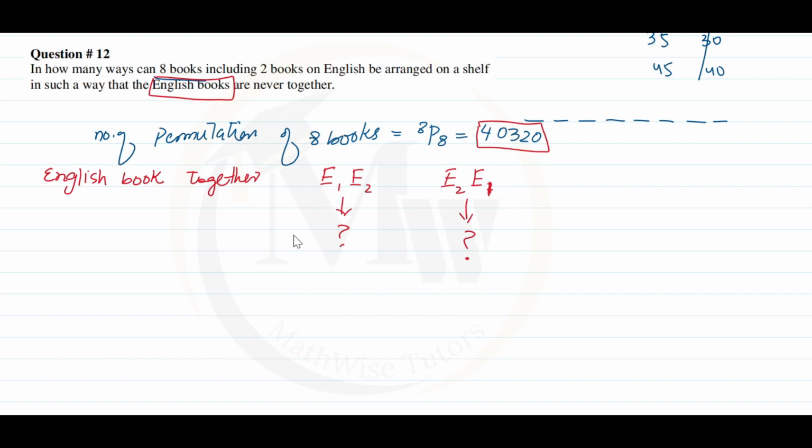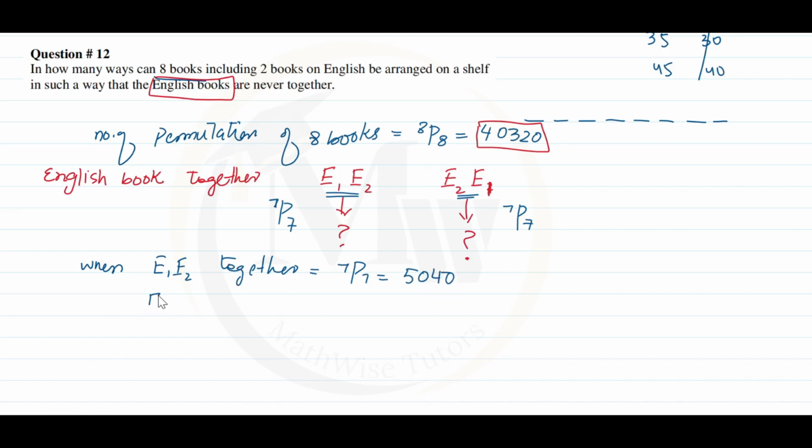So for the permutation of E1 and E2, this one set is fixed and the remaining are 7. So it would be 7P7. And the same here, this one set is fixed and the remaining is 7P7. So when E1, E2 are together, it will be 7P7, which is equal to 5040.